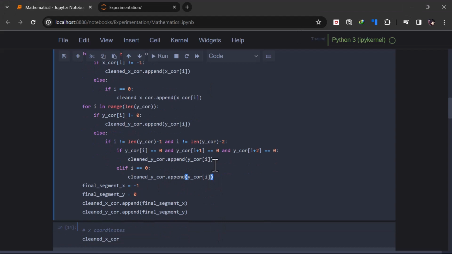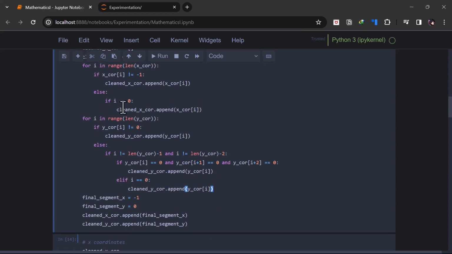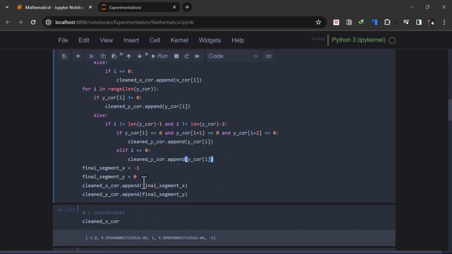Yeah. So in the 0th index, we are having -1 in the x coordinate, and in the 0th index we are having 0 in the y coordinate, right? The common vertex for all of our polygons, the first vertex for all of our polygons. Now, why am I adding a final segment as well? Why am I adding the final segment -1, 0 as well to our list?